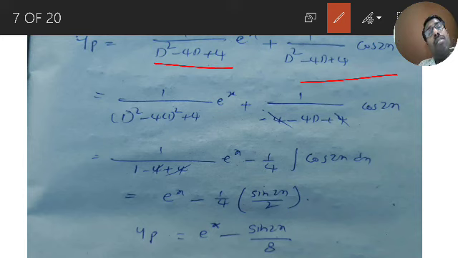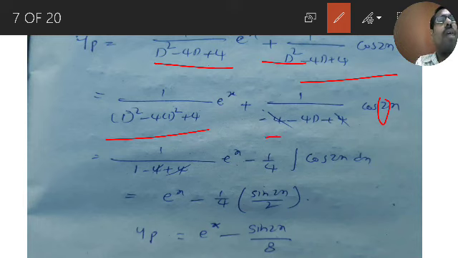Now the first method, e power of x, where a is equal to 1. So at place of d, you have to substitute 1. You get 1 by (1 square minus 4 into 1 plus 4). Coming to the next one, cos 2x means a is equal to 2, a square is equal to 4, so minus a square is equal to minus 4. So at place of d square you have to substitute minus 4. That is 1 by (minus 4 plus 4d plus 4) of cos 2x.